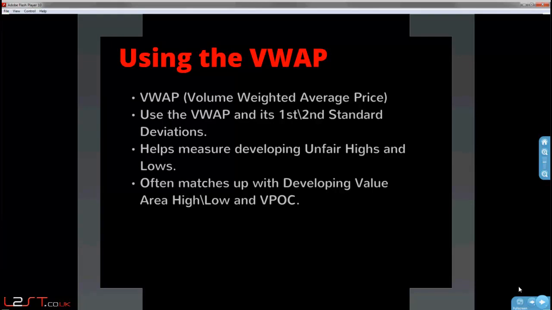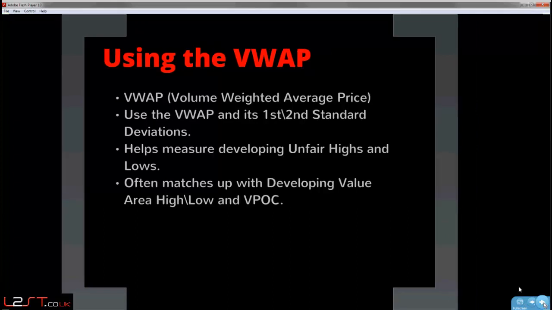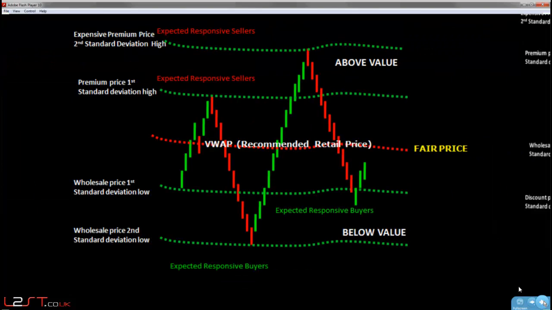So basically, the VWAP, the volume weighted average price, is seen as the recommended retail price or the first price, very similar to the volume point of control. A lot of the time, it matches with the developing volume point of control, and the developing value area highs and lows will often match up on the volume profile for the day with the VWAP first standard deviations. So this is typically how I would perceive price around the volume weighted average levels that I've just discussed.